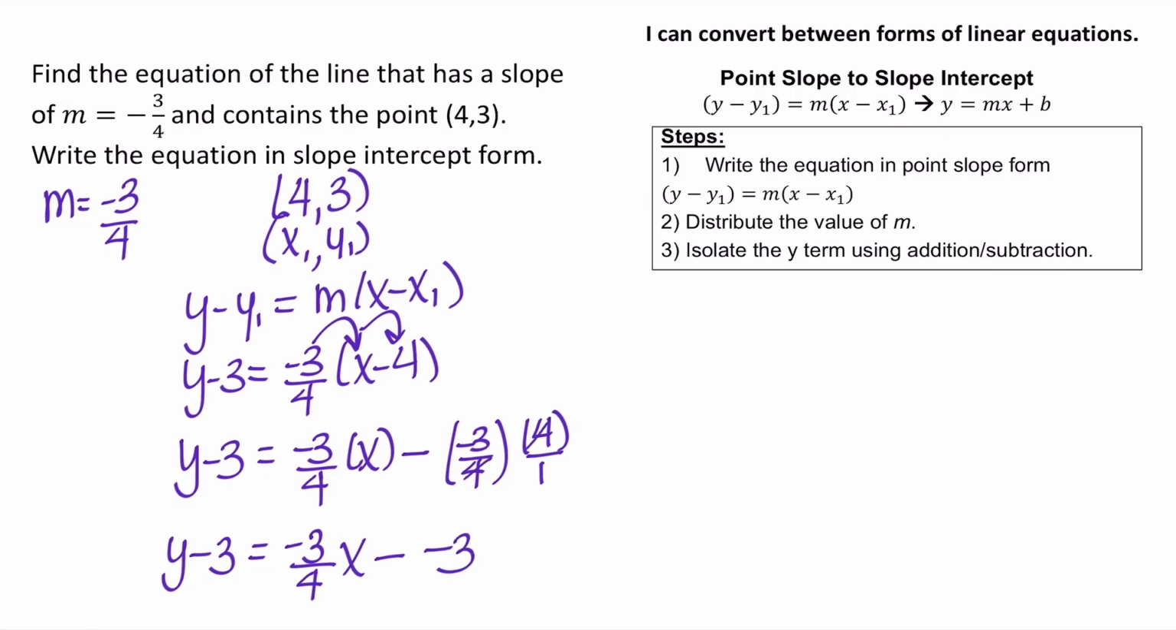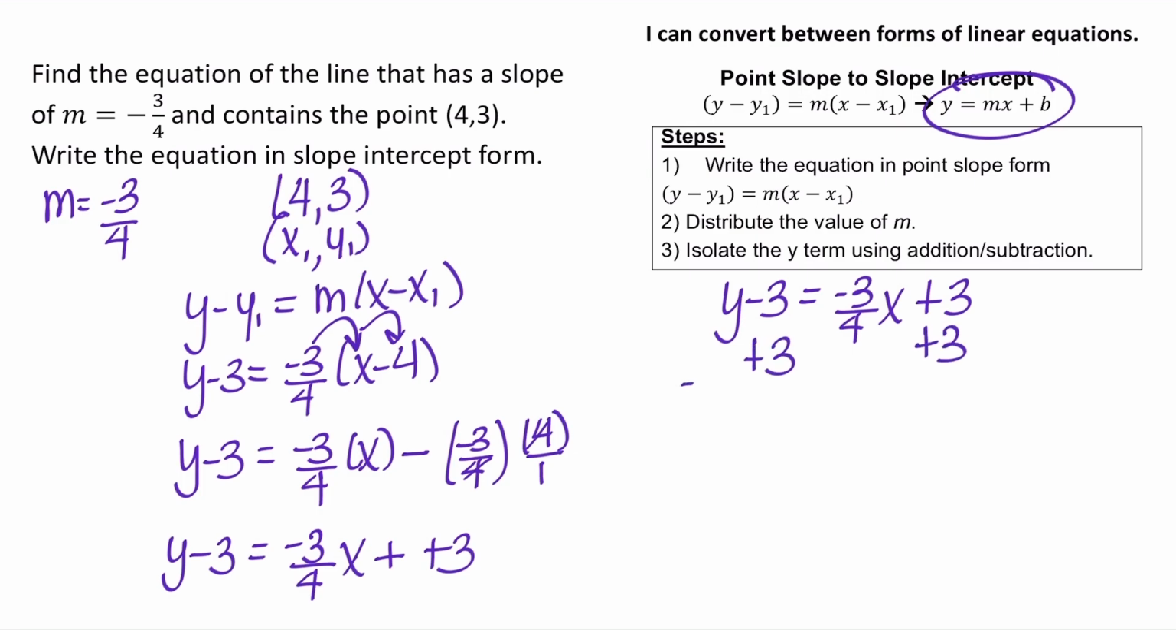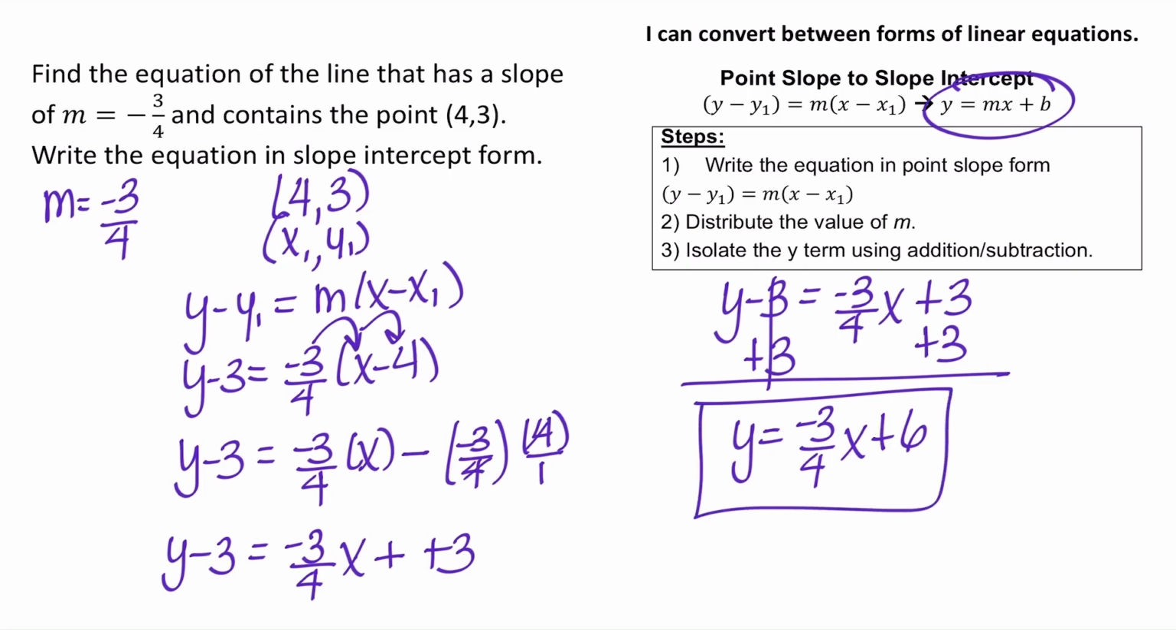So now I'm going to continue this problem over here. I have y minus 3 equals negative 3 over 4x. Minus negative will become a plus. So I have negative 3 over 4x plus 3. Now remember, in slope-intercept form, y is by itself. So I need to do the opposite of minus 3 and add 3 to both sides. So when I add 3 to both sides, I get y equals negative 3 over 4x plus 6. And that is the equation in slope-intercept form.